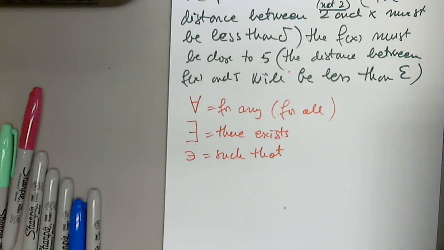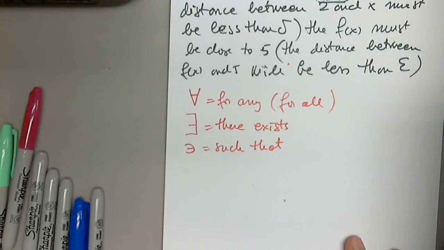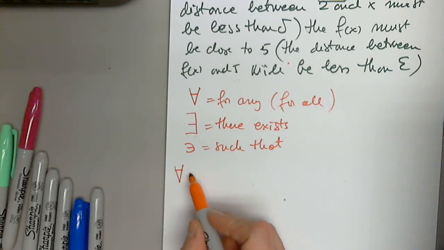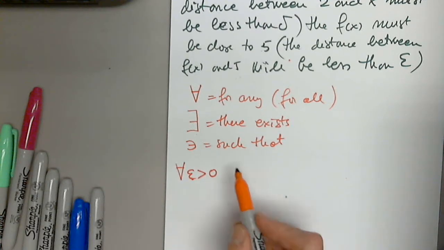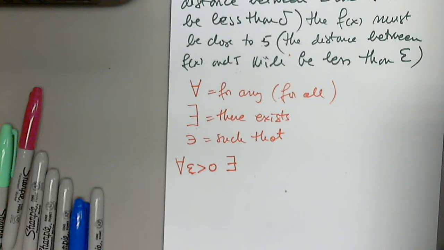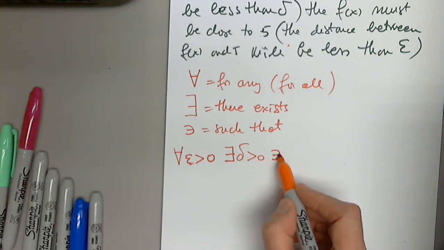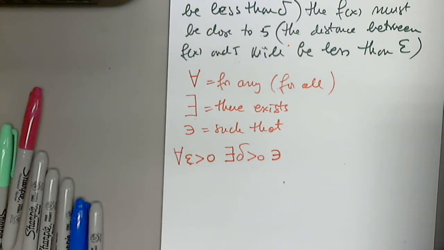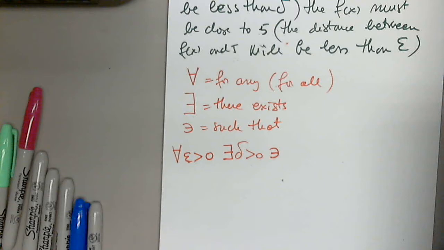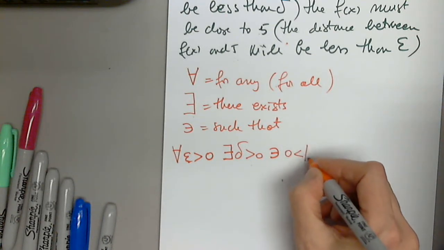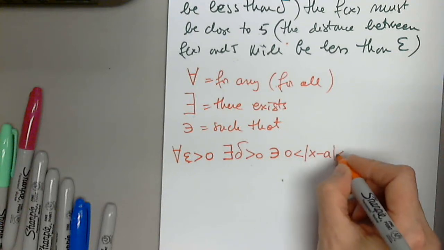Okay, ready? So here's how we write this definition in one line. For every what? Awesome. There exists. I will be able to find what? Awesome. Such that. Here's how we write the distance. When I pick x close to 2: 0 less than |x minus a| less than delta.